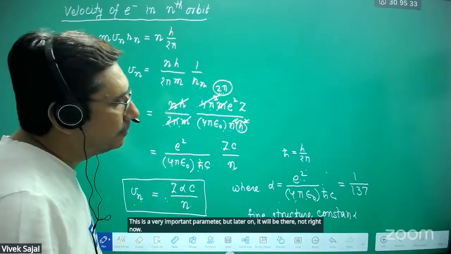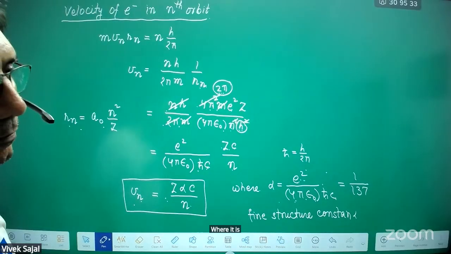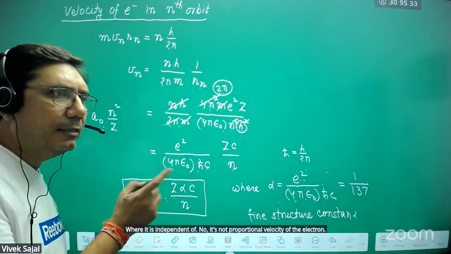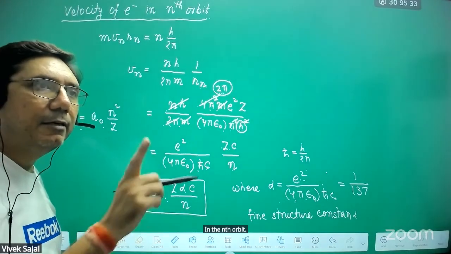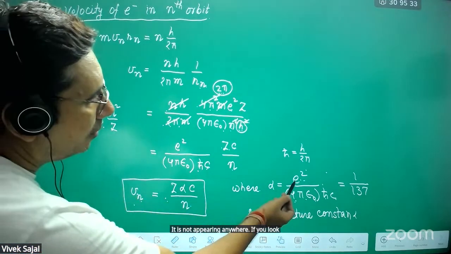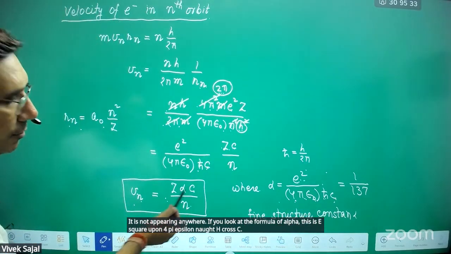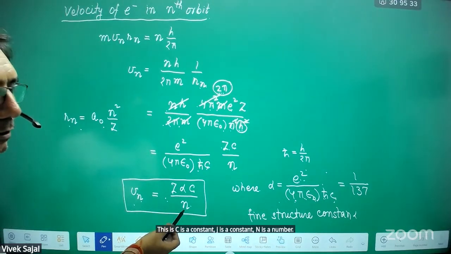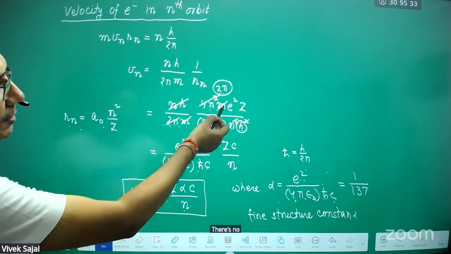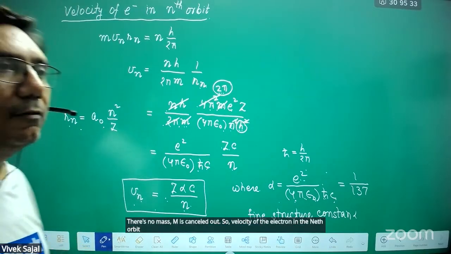Sir, velocity of the electron is proportional to the mass of the electron? No, it is not proportional. It is independent. Velocity of the electron in the nth orbit is independent of the mass of the electron. It is not appearing anywhere. If you look at the formula of alpha, e square upon 4 pi epsilon naught h cross c, c is a constant, Z is a constant, n is a number. There is no mass here. m is cancelled out. So the velocity of the electron in the nth orbit is independent of the mass of the electron.